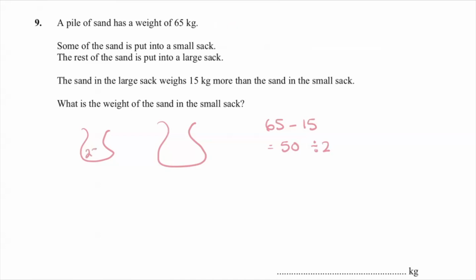So I've got 25 in this one, and I've got 25 in this one. The 15 that I took off, I will add into the larger one because I want that difference of 15. And that will give me 40 and 25. I can then double check that the difference works. These add to 65, so that works. What's the weight of the smaller sack? And the answer would be 25 kilograms.